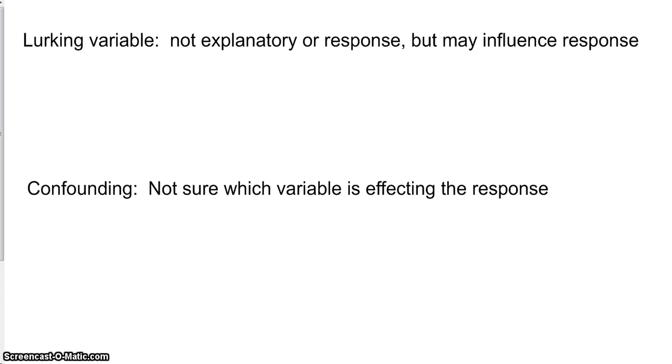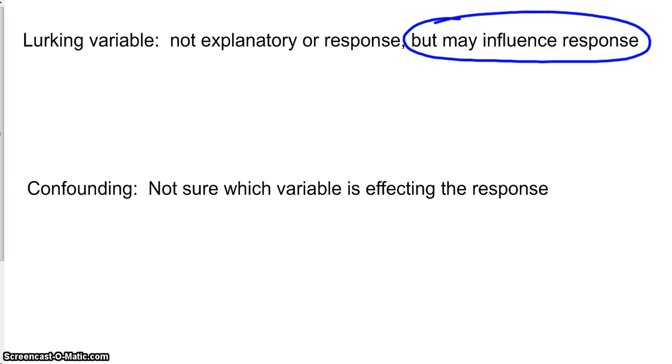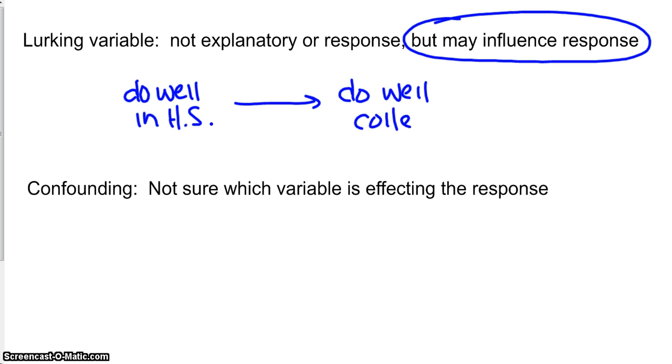Now, it might be another variable that also influenced what happened. Okay, so for instance, maybe a situation is you do well in high school. Okay, means that you're going to do well in college. Okay, there probably is a little bit about that. Okay, but there's also that lurking variable of motivation. Okay, you're motivated to do well in high school. You're motivated to do well in college. So it's another variable that we have to make sure we think about when we're setting up our experiment.